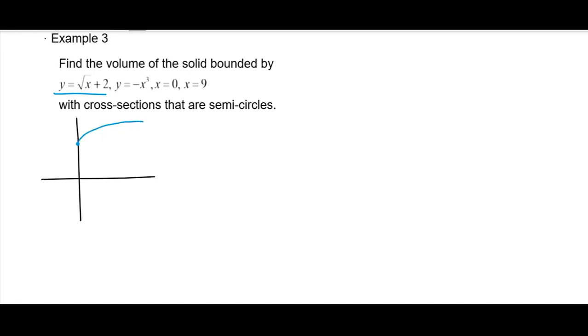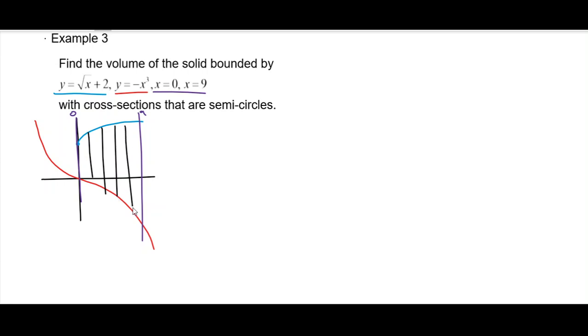The next curve we have is y is equal to negative x cubed. Y is equal to negative x cubed is a cubic, but it's switched now. It's going this way now because it's negative, so it's going something like that, right? Let me just do that again. It's something like that, let's say. And then we have our vertical lines at x equals 0 and x equals 9. So it looks like our integral is going to go from 0 to 9, right?